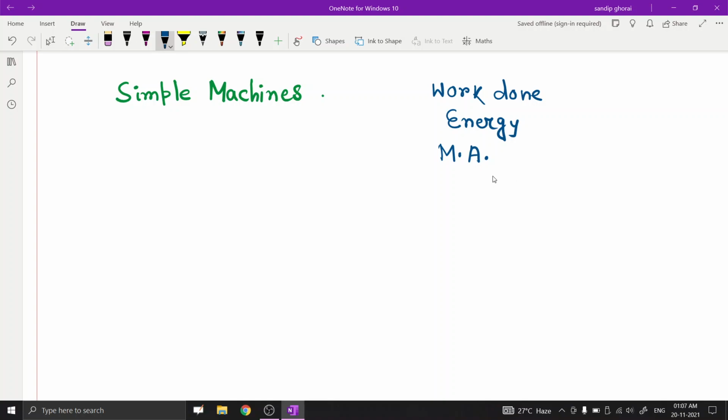Work is said to be done when a force applied on an object displaces the object in the direction of the force. So when we apply a force on a body and then the body moves in the direction of force, then we can say that work is said to be done.